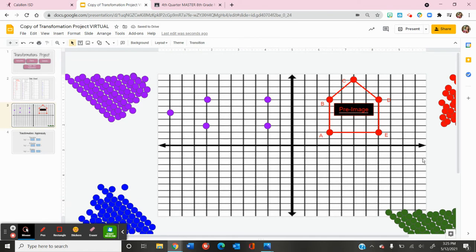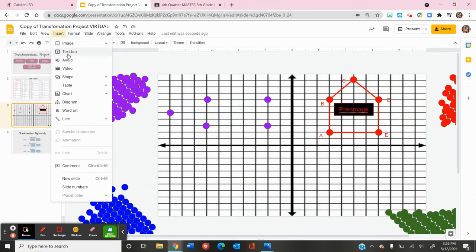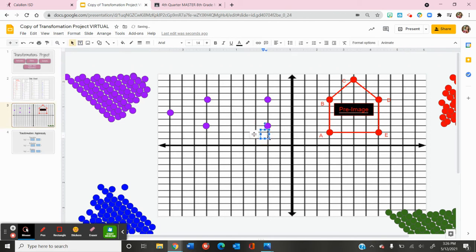Now that I have plotted all my points, I'm going to start labeling them as A prime, B prime, and so on and so forth. So negative 2, 3. I'm going to insert a text box. This is A prime, so that's an A with an apostrophe. And I'm going to change the color to purple.